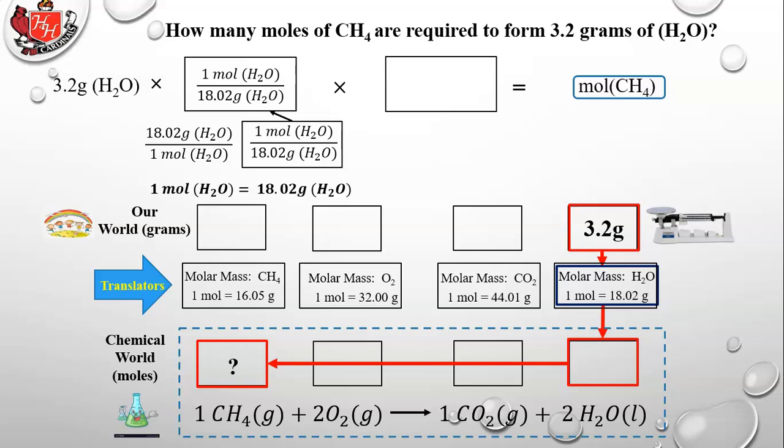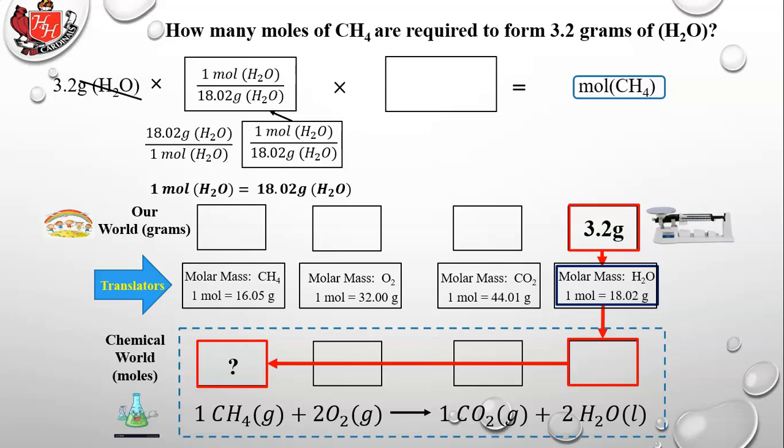You can cancel units of measure just like you cancel variables or numbers in math class, and you can cancel across a times sign. You cannot cancel across a division sign, or across addition or subtraction signs, only across a times sign, a multiplication sign. So we're going to go ahead and do that.